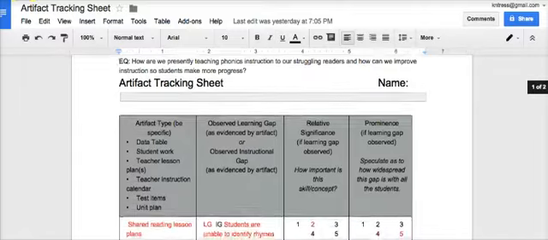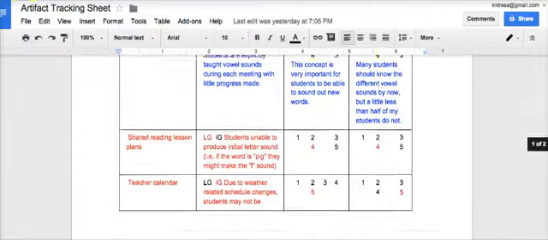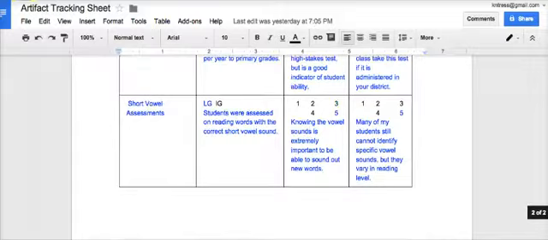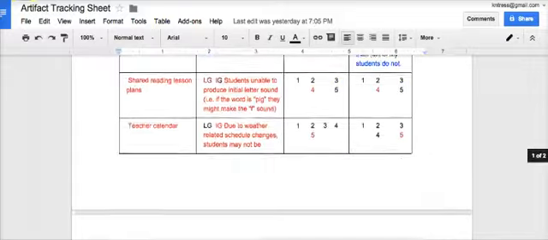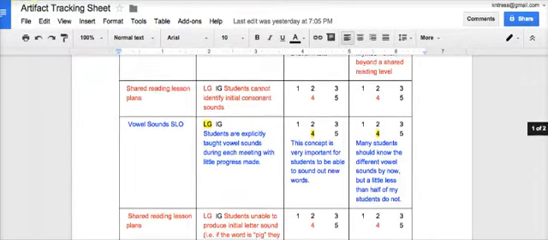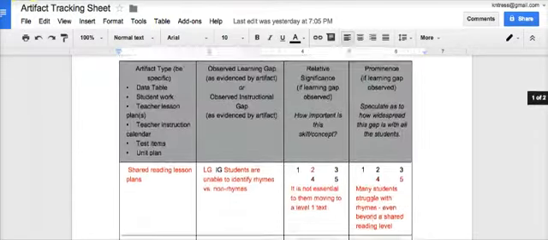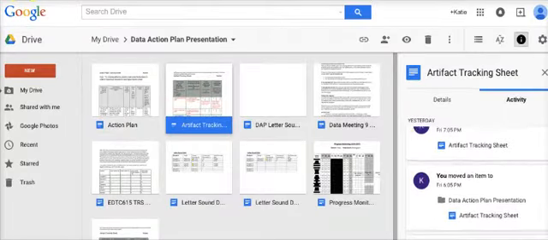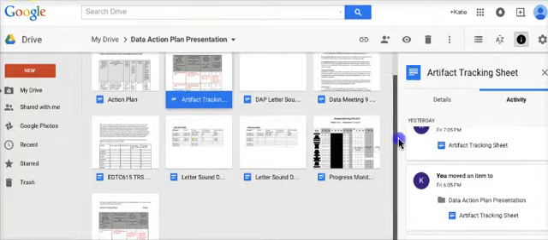So this was our original draft of our artifact tracking sheet, and the red text is the kindergarten classroom, my classroom. The blue text is the second grade classroom. So again, I'll be focusing on the red text. And we made several versions of this artifact tracking sheet to update it as we went along with this process. This is the revised version.